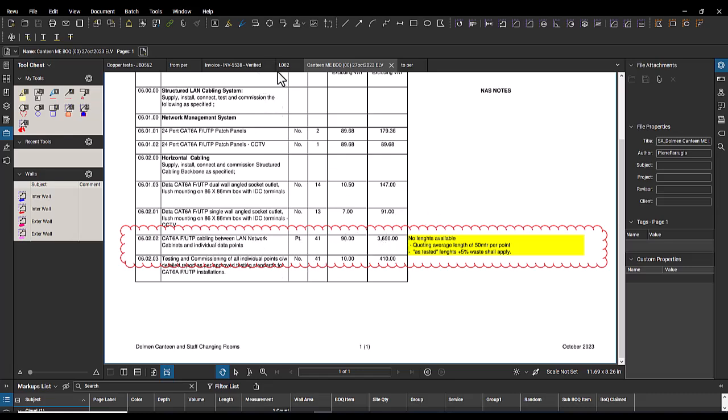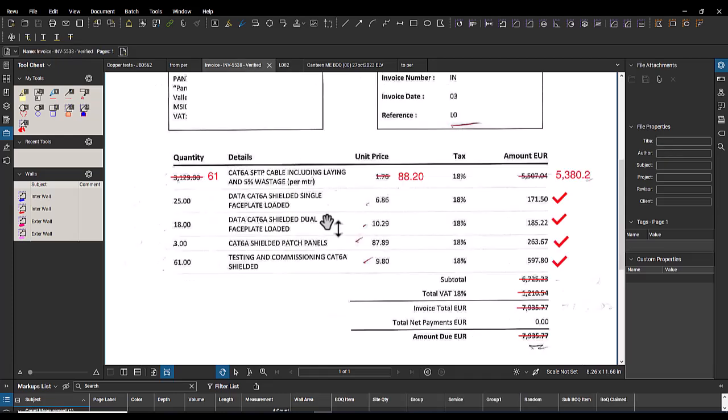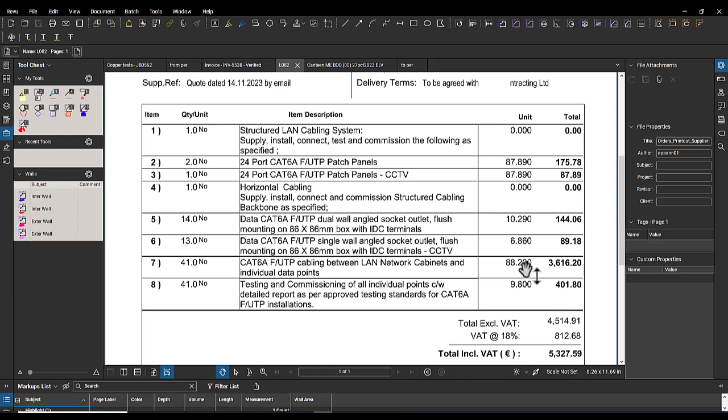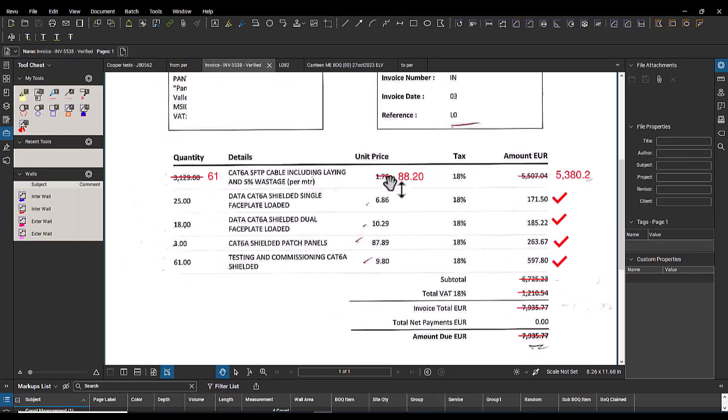But what we see in his invoice is that he gives us the linear meter, and he has a new unit rate, but this unit rate is coming from this 88.2. So 88.2 divided by 50 meters is 1.76.